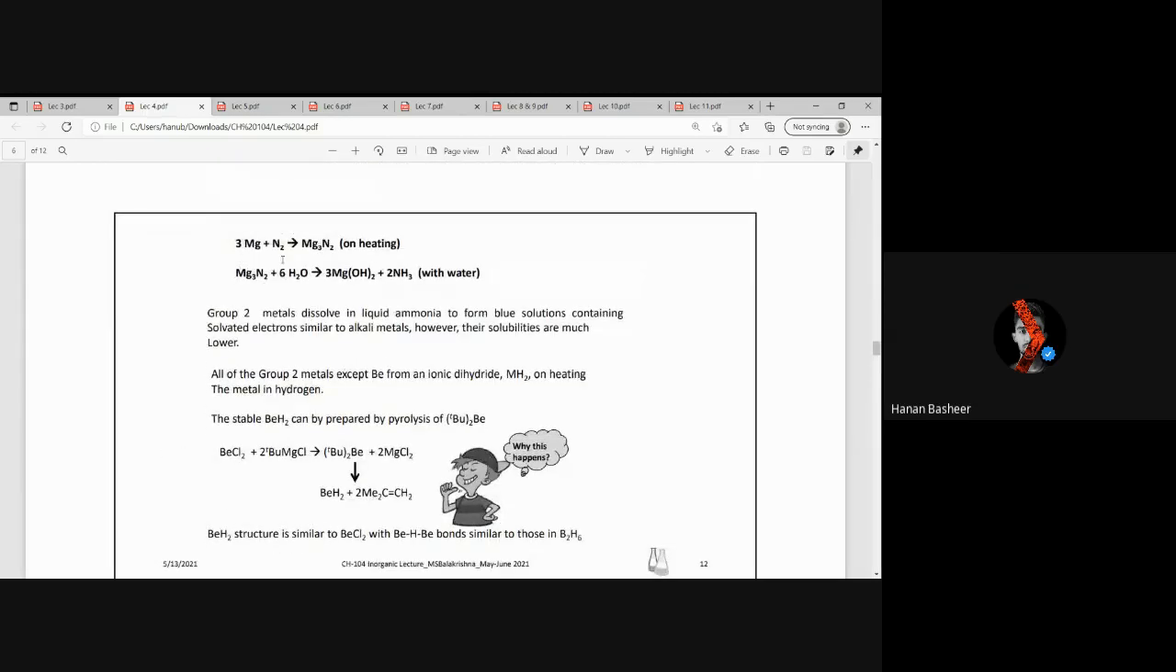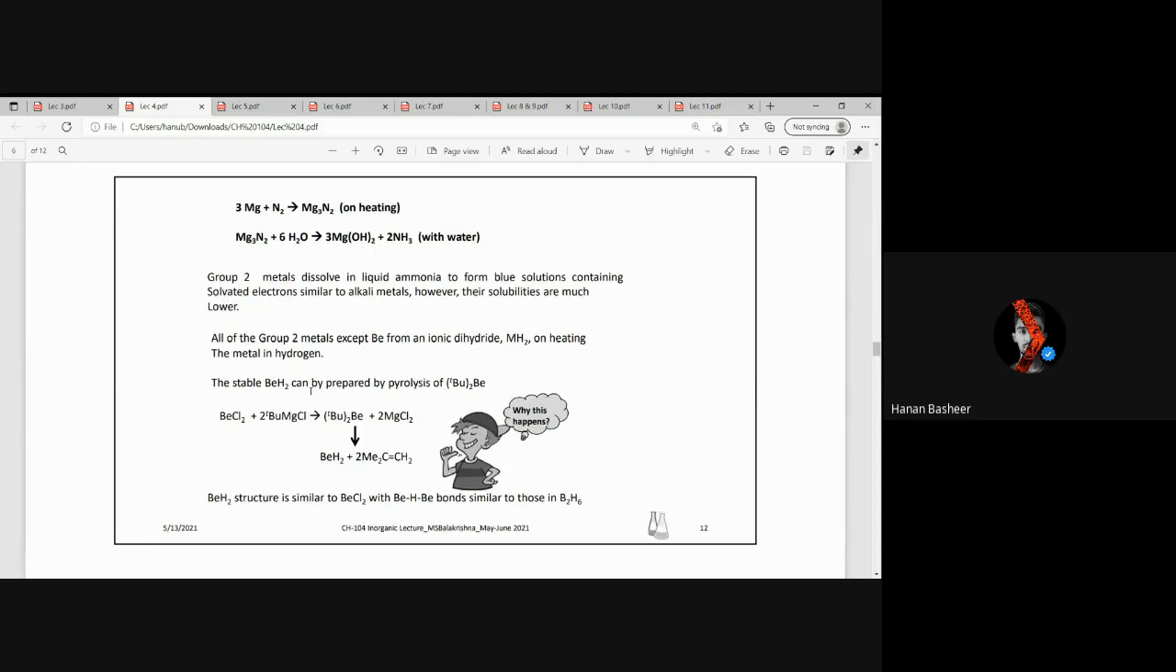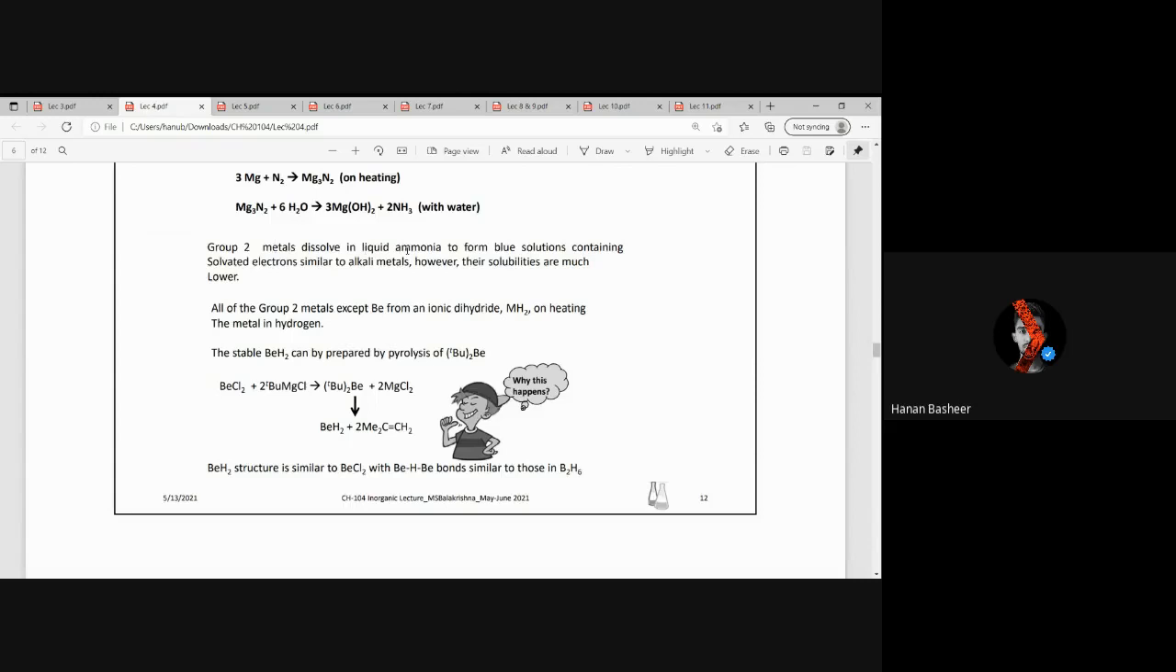When we react magnesium with nitrogen on heating, we get this compound Mg3N2. And when Mg3N2 reacts with water, we get the hydroxide of magnesium and ammonia. And when we dissolve group 2 elements in ammonia, we get a blue solution, as we know from our GDS, because of the solvated electrons. If we add more and more, we get a bronze-colored solution. And all of the group 2 elements except beryllium form an ionic hydride like MH2 on heating. The metal is heated in hydrogen.